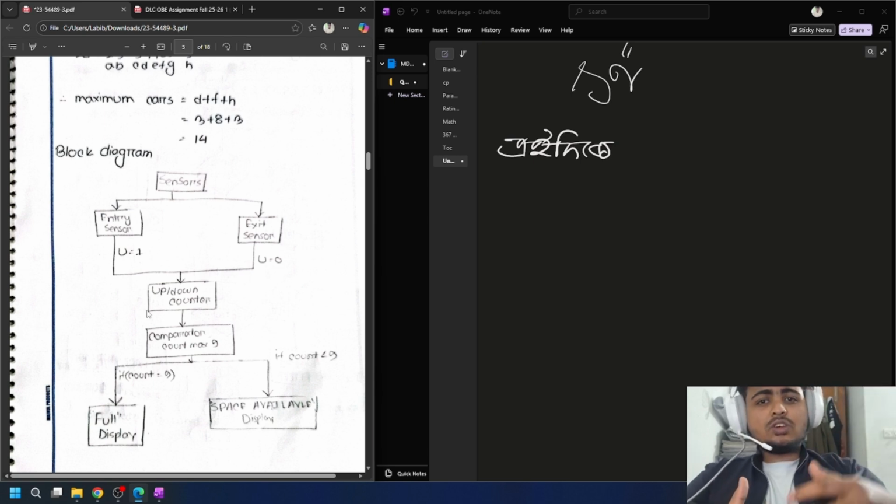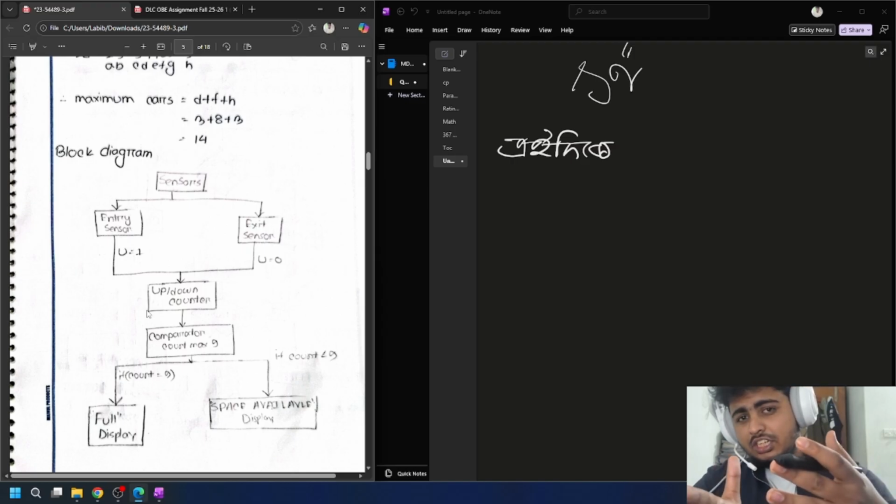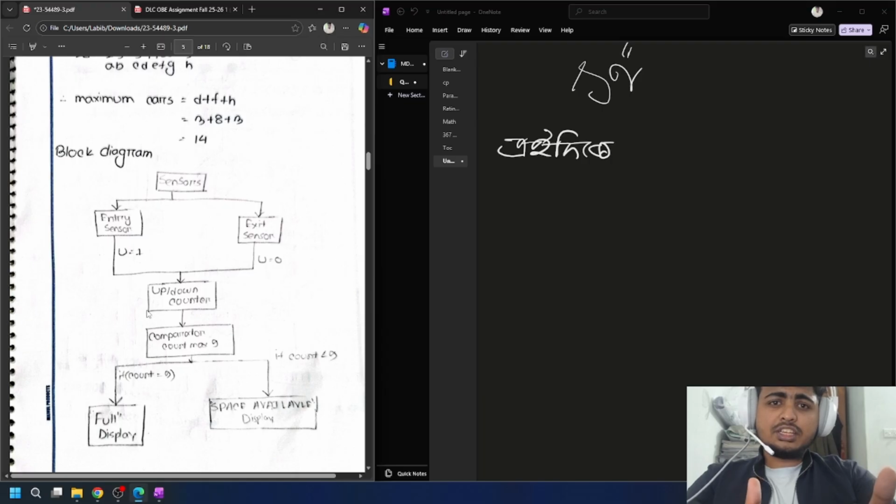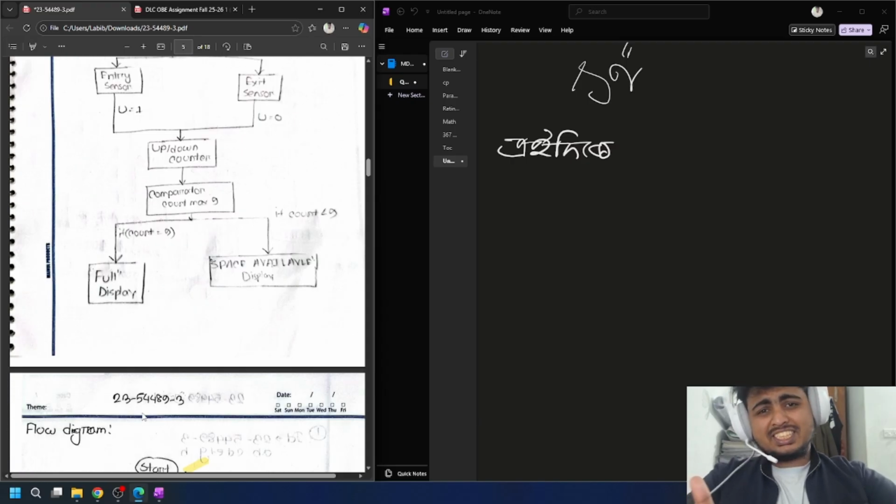Then, after updating, we compare the count number with the number 14. If it equals 14, we display full, and if it does not equal 14, we display space available.